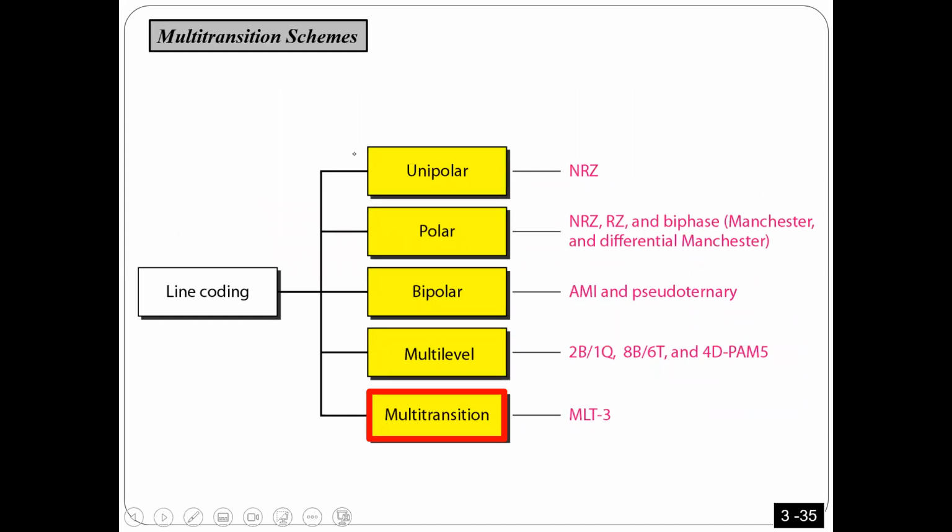The last one I'm going to explain. So here in multi-transition, you can tell from the name: if you want to know if the bit is 1 or 0, it's not from the voltage level. It is from the transition. So the transition should tell you if it is 1 or 0. Okay, that's what I'm going to explain right now.